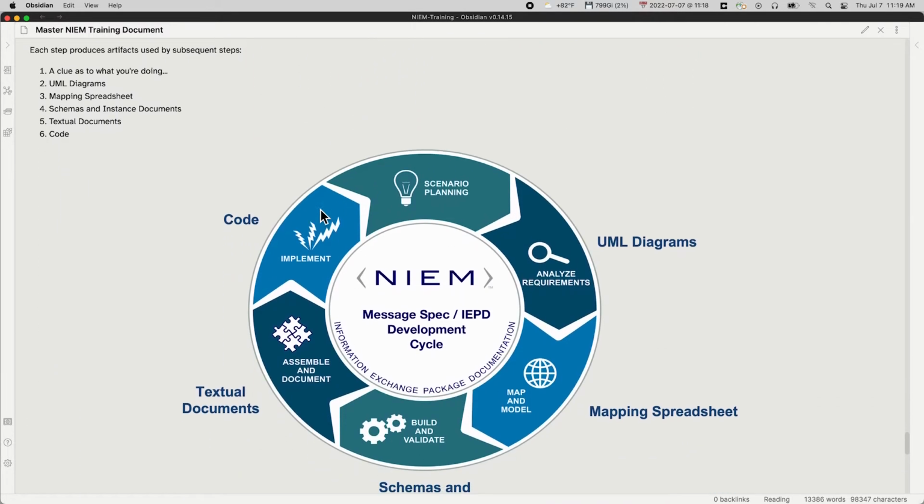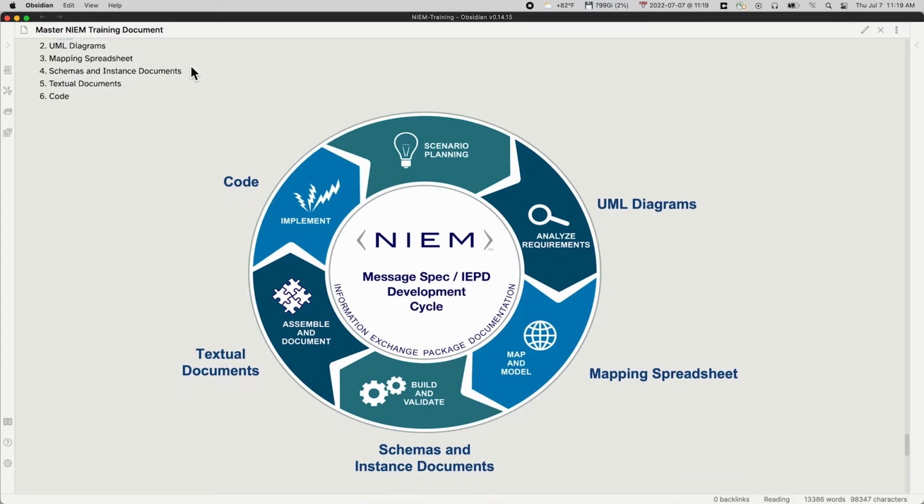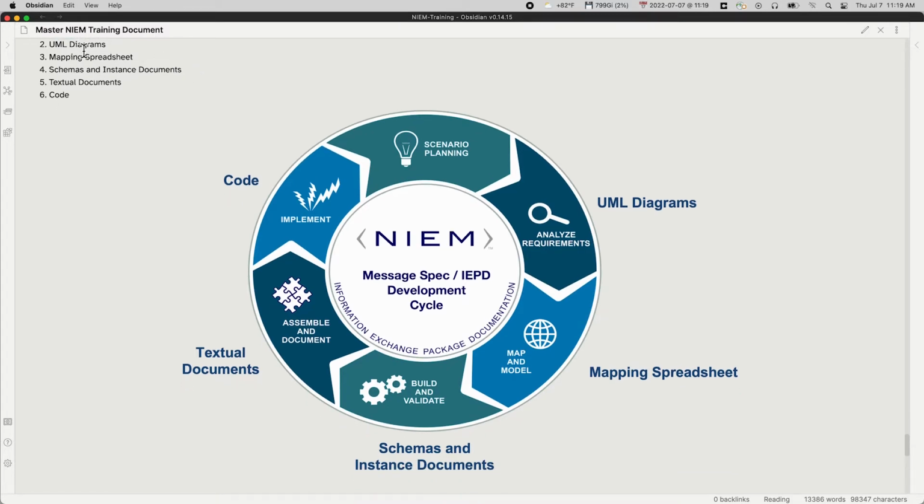Each of these steps produces artifacts, and then these artifacts go together to become the IEPD. So I like to say scenario planning, you come out of that with a clue as to what you're doing, although you probably come out with some documents documenting that too. The analyzing requirements step, where we look at what our business requirements are, that generally produces UML diagrams. And we're going to have a quick intro to UML diagrams so you know the variety of them and you know the ones that are most important for NIEM work.